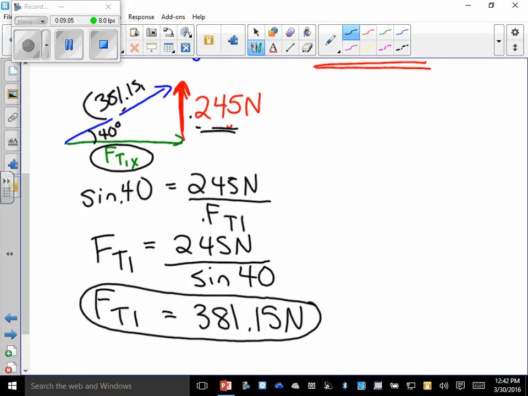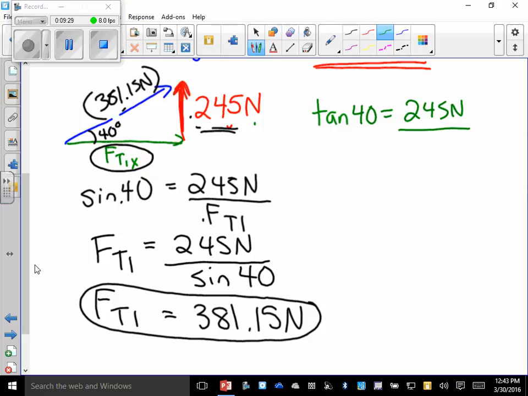Whenever we don't need to use a calculation, we always prefer to use something that we've been given, if we can. But I mean, we did calculate this 245. So, okay. Tangent of 40 equals opposite, 245 newtons, over adjacent, the force of tension 1 in the x direction.